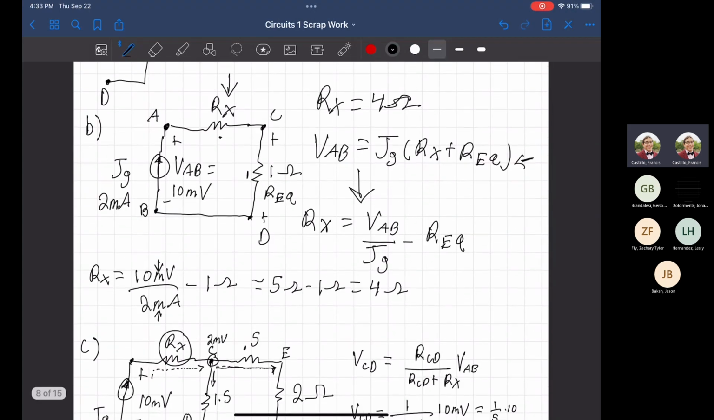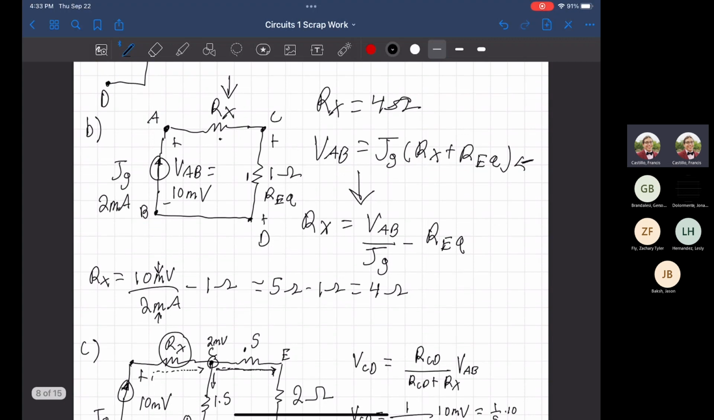Part B wanted us to find R of X, some unknown resistor value, but we were given the currents and the voltage flowing across in this final mesh. So if we condense it down to just the resistor value of 1 ohm between C and D, we can do some quick algebra to realize that, hey, we could just use V equals IR. We rearrange it to find R of X, and we get the value of 4 ohms.